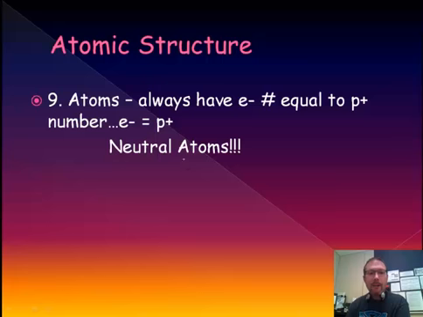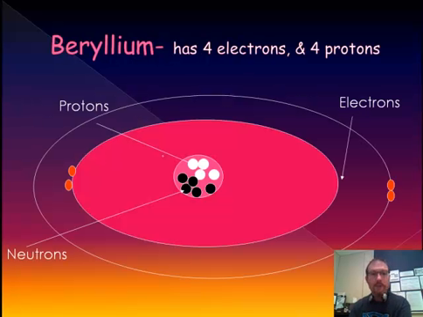In a neutral atom, and it's very important that we talk about neutral atoms here, neutral meaning they are not positive or negatively charged, they will have the same number of electrons that they do number of protons. So if the atomic number is 5, that tells you an atom has 5 protons. If it's neutral, it also has 5 electrons.